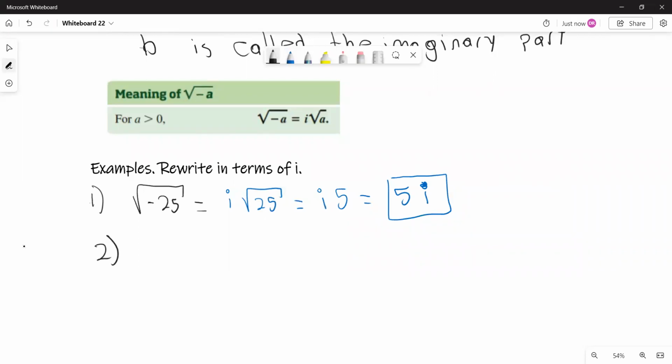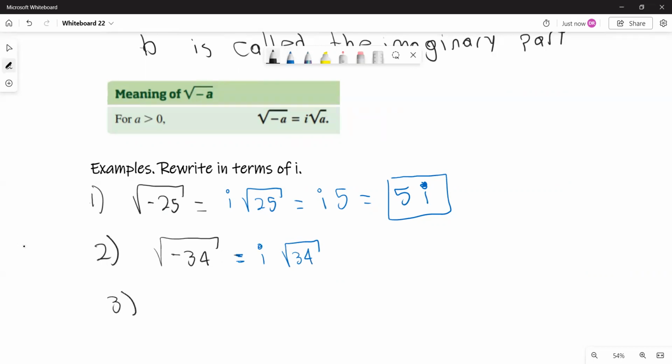Number 2, square root of negative 34. Now the square root of 34 is not going to be an integer. So we're just going to keep it as i times the square root of 34. I'm going to keep it like that so there's no confusion about whether the i is inside or outside the radical.